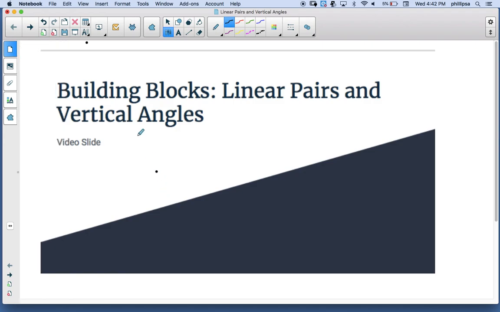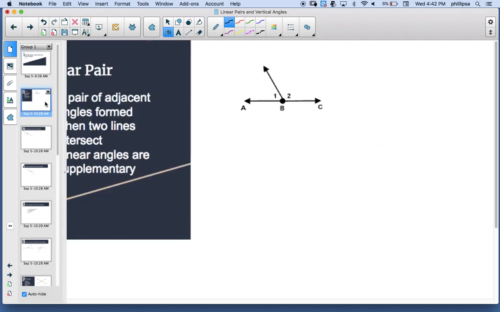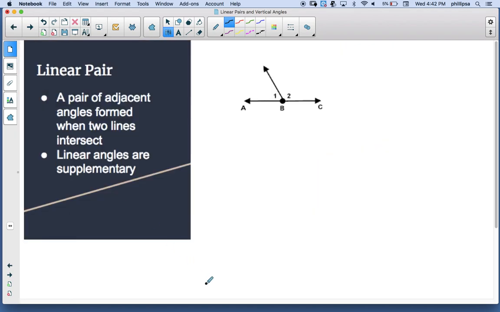Okay, so we're closing in on getting towards the end of our building blocks unit. We will talk a little bit today about linear pairs and vertical angles. So the first thing we'll start discussing are linear pairs.